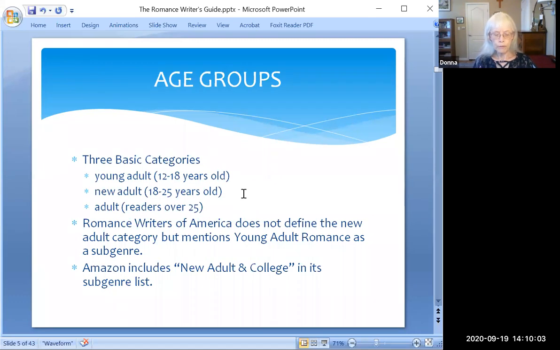Okay, the age groups for the romance genre break down somewhat like this. First, we have young adults, which is ages 12 to 18 years old, and then new adult, which is ages 18 to 25 years old, and the adult readers who are over 25. The Romance Writers of America does not define the new adult category, but mentions young adult romance as a subgenre. And Amazon includes new adult and college in its subgenre list.